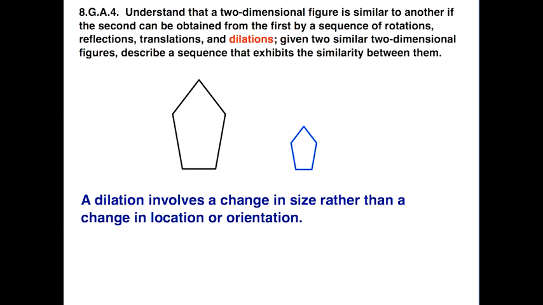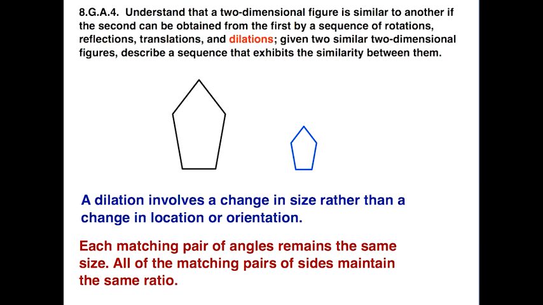All right, a dilation. That involves a change in size rather than a change in location or orientation. Now when you do a dilation, each matching pair of angles remains the same size, and all the matching pairs of sides maintain the same ratio. If this figure was slid over here, and then I did a dilation, notice again the matching pairs of angles stay congruent, and the matching pairs of sides all stay in the same ratio, to where I would eventually be able to do this and show that these two are now congruent.